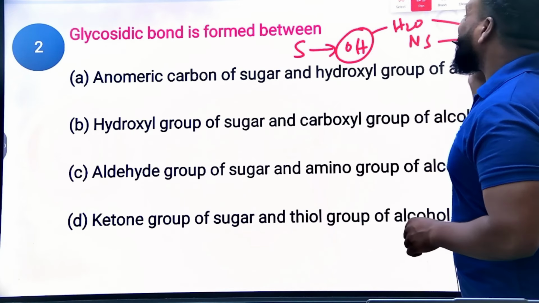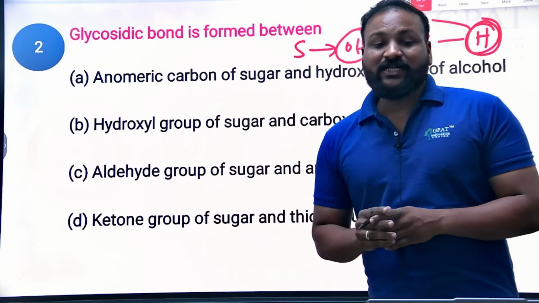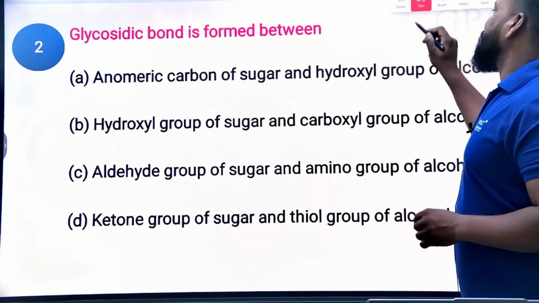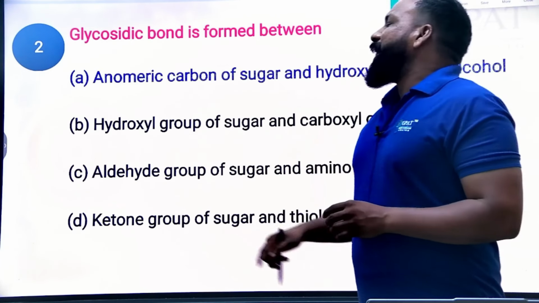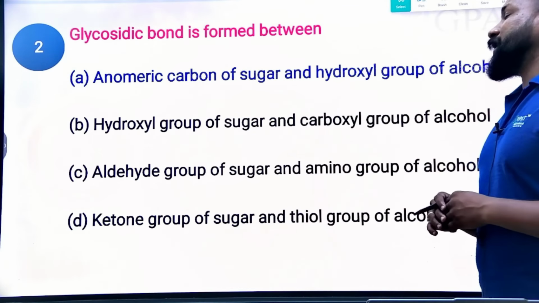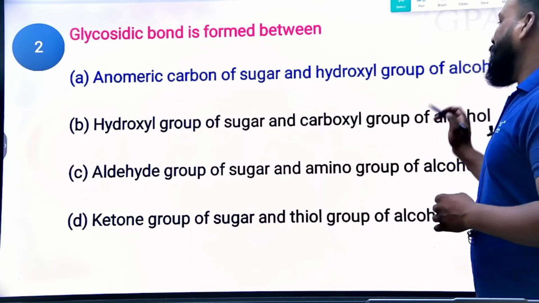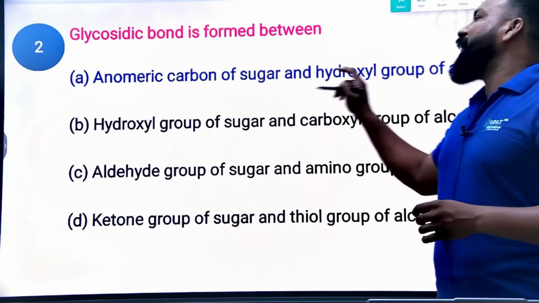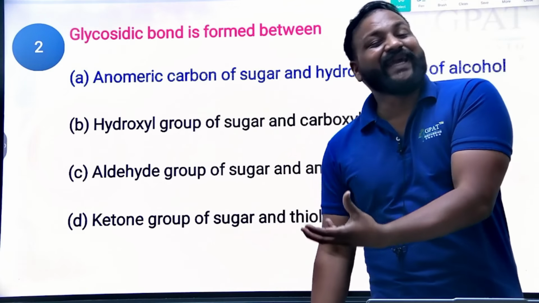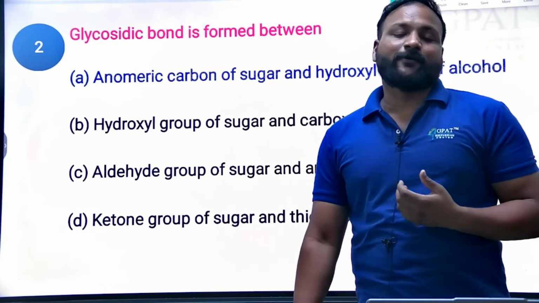But from which atom is this hydroxyl obtained? That's what they're asking. Option E is correct: the anomeric carbon of the sugar and the hydroxyl group of the alcohol. From these together, they yield the water molecule and form the glycoside.